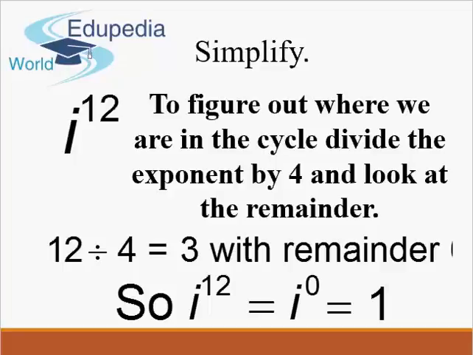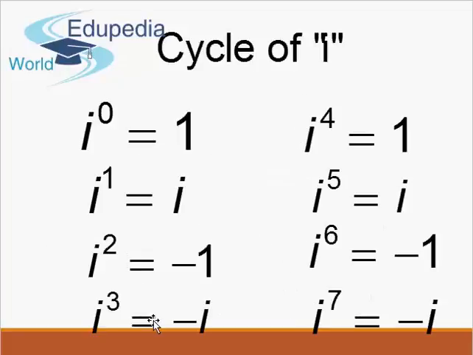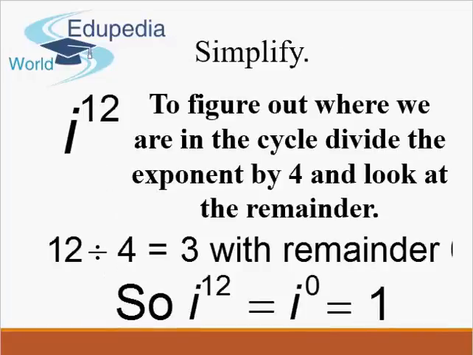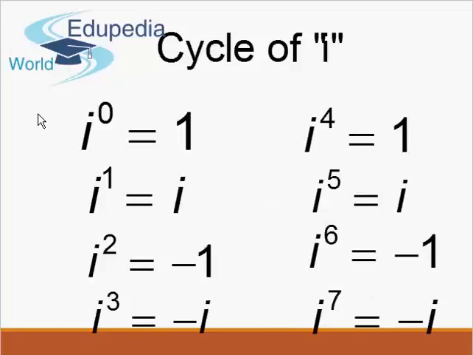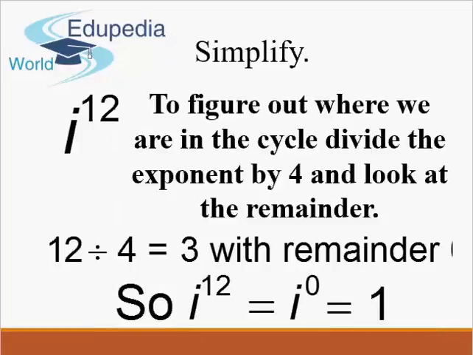Now what we do is we go back and look over here. i raised to the power of 3 is negative i. But you see, you don't have to look at i raised to the power of 3. Why? Because i raised to the power of 12 is perfectly divisible by 4. When it is perfectly divisible by 4, we don't have to check the remainder. When you check the remainder, that is when you know which one to pick of all these 4. Over here, i raised to the power of 12, you don't have any remainder. The remainder is 0.